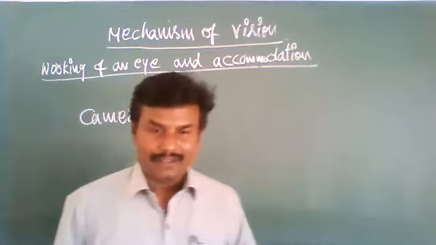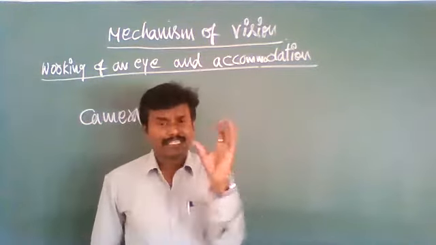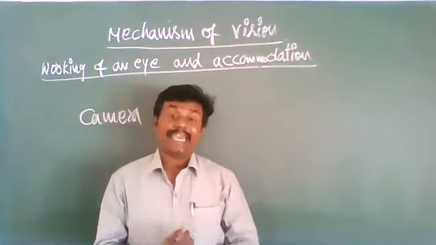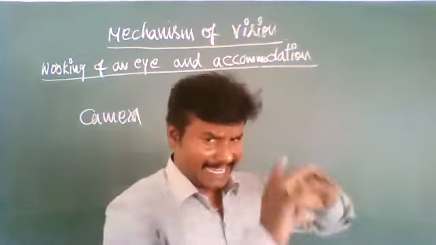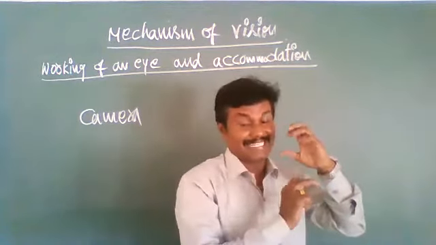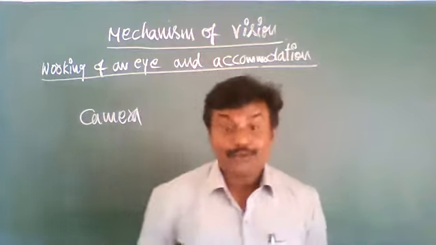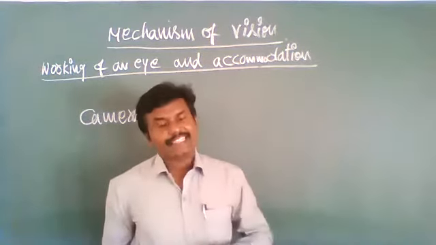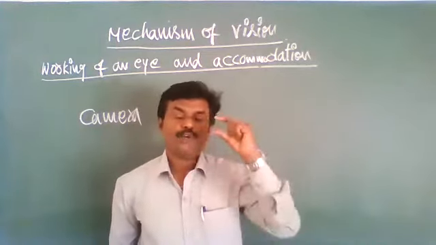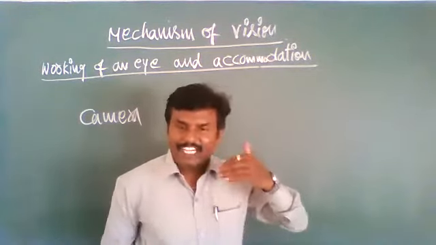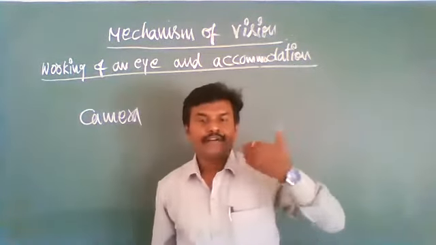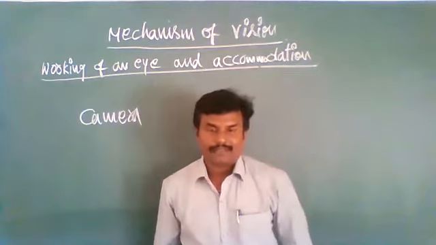See here, the working of an eye is just like a camera, except for the lens. In a camera, we can zoom the lens in the forward and backward direction. The human eye lens does not work like that. The lens of the human eye cannot move forward or backward.